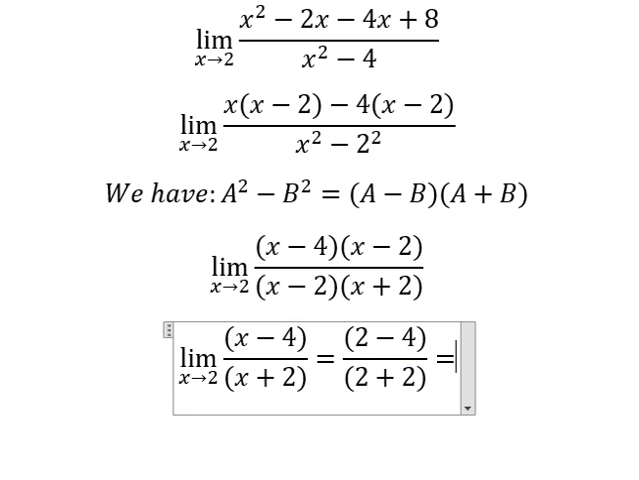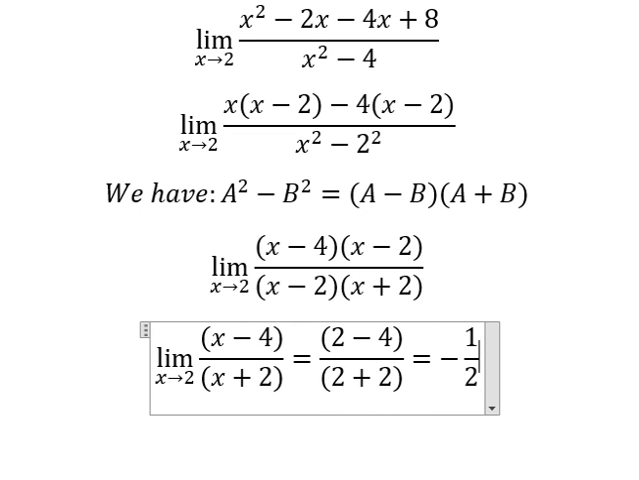So this one we have negative 1 over 2. This is the end.